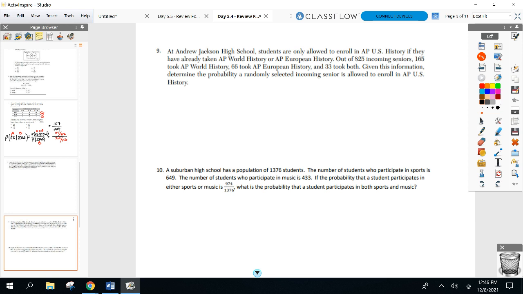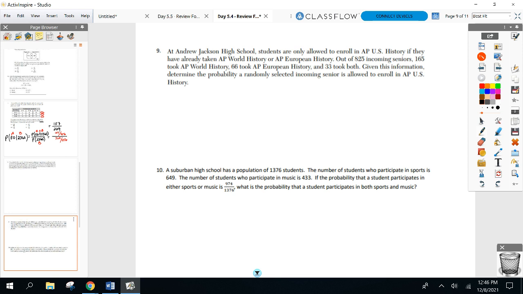AJ High School. Students are allowed to enroll, and you can only enroll in U.S. history if you've taken World or European. So 165 took AP, 66 took World, and 66 took European. 33 took both. Okay. Determine the probability you select a senior who is allowed to enroll.